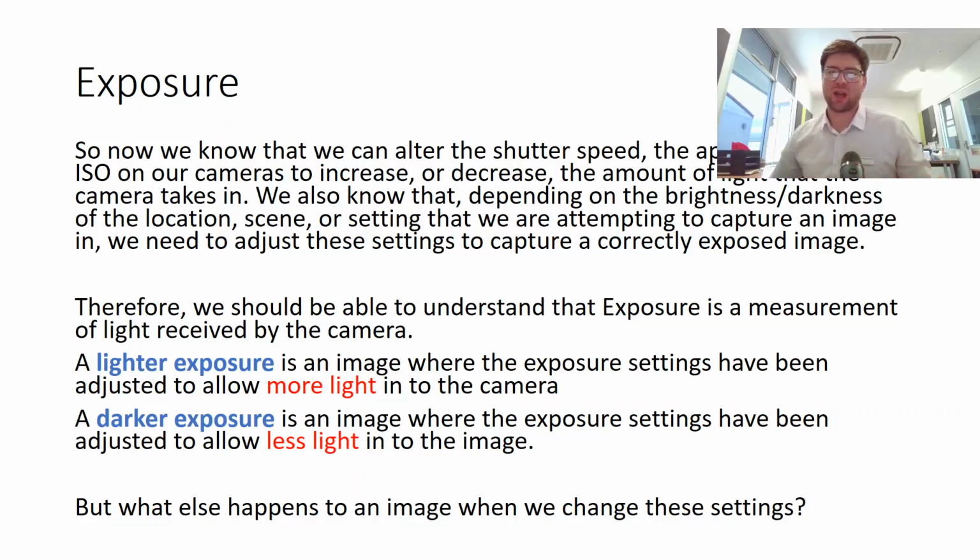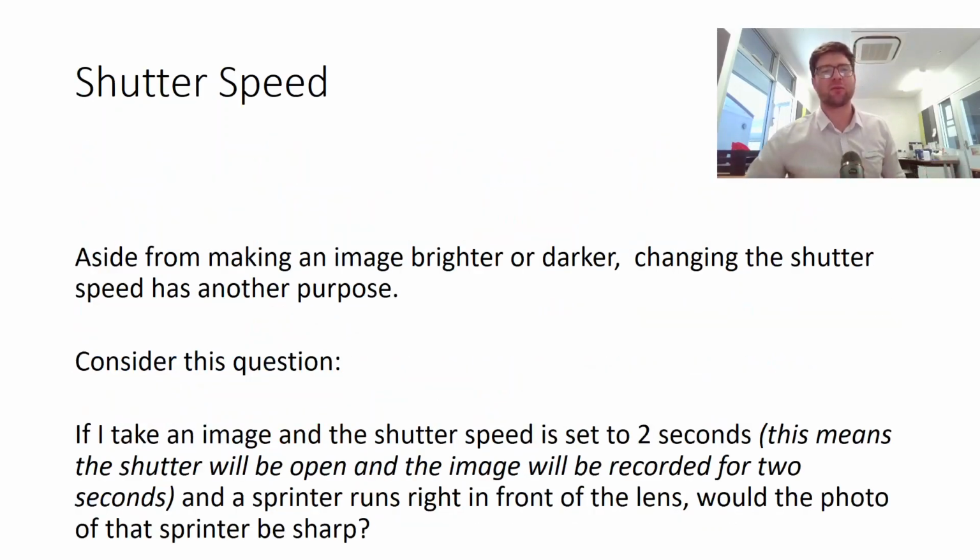But what else happens when you change these settings other than making an image brighter or darker? There are effects that occur on the images. So aside from making an image brighter or darker, when you change the shutter speed, there is another effect. Consider this: if I take an image with a shutter speed of 2 seconds, then the shutter's open for 1, 2, close. That means for that whole amount of time, the camera is recording light coming in. So other than that being bright, because a lot of light comes through, what else is going to happen if, say, a ball gets thrown past, or a sprinter goes running in front of the camera as that shutter is open? It's going to be a blur.